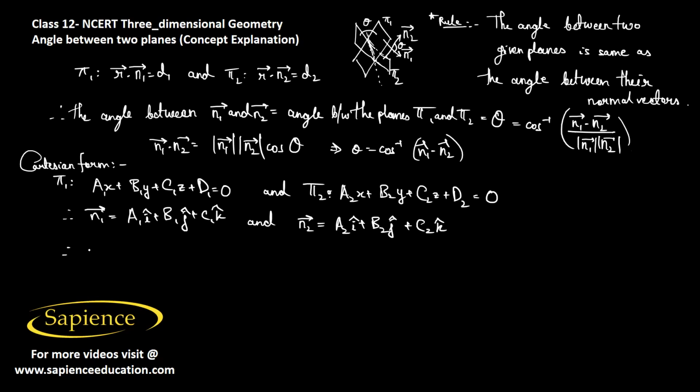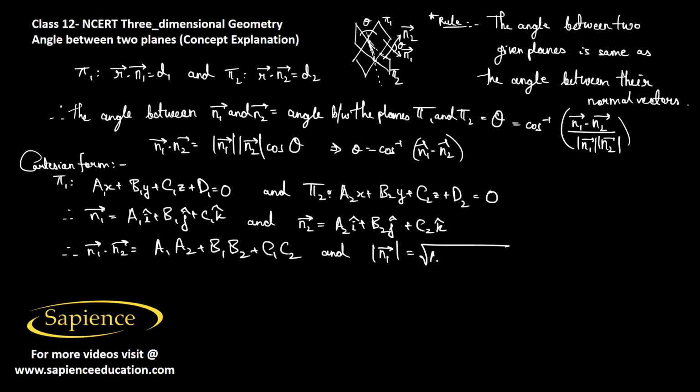So now n1 vector dot n2 vector, obviously we have to take the dot product of these two vectors. That will be a1 a2 plus b1 b2 plus c1 c2. And magnitude of n1 vector will be equal to square root of a1 square plus b1 square plus c1 square, and magnitude of n2 vector will be equal to square root of a2 square plus b2 square plus c2 square.